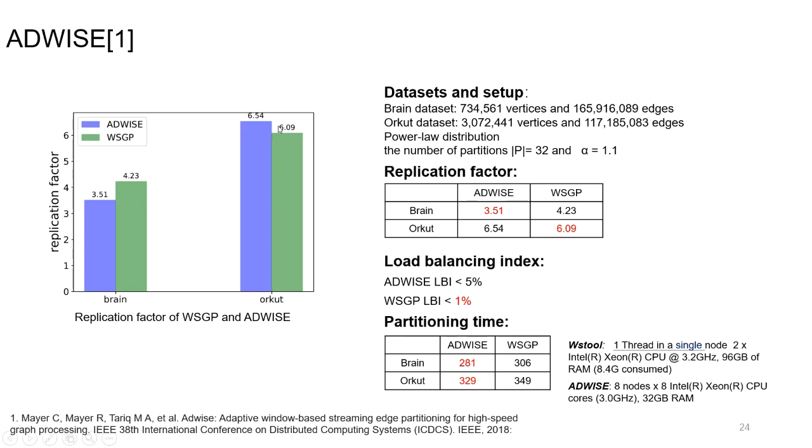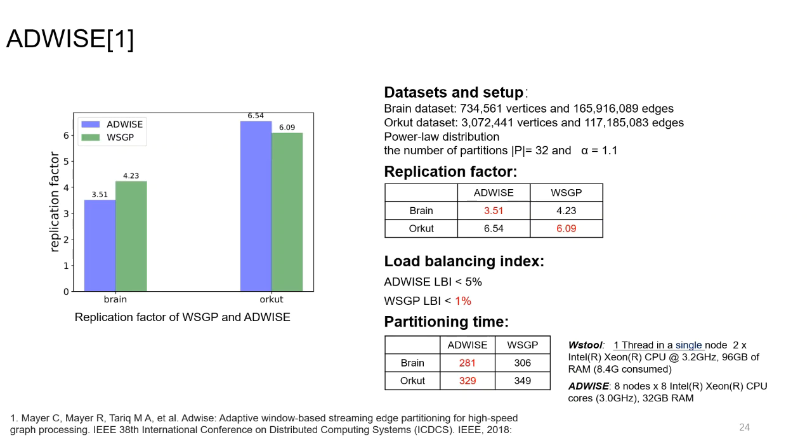So lastly, we also compared with another window-based edge streaming graph partitioning algorithm, ADWise. We use the same datasets as mentioned in their paper, the Brain dataset and the OCA dataset. Both of them follow power law distributions. Take note that the Brain dataset shows an extreme power law degree distribution. So the result shows that the replication factor of ADWise is better on the Brain dataset and WSGP is better on the OCA dataset.